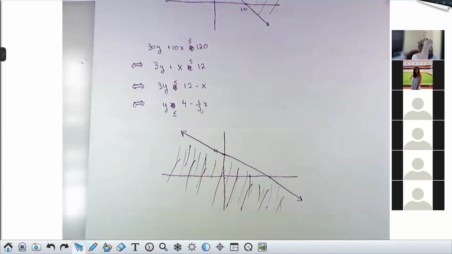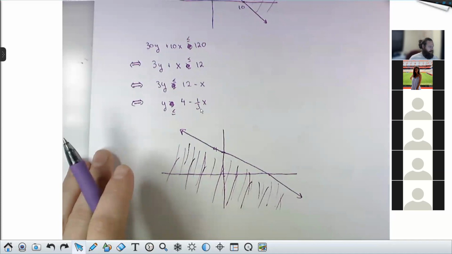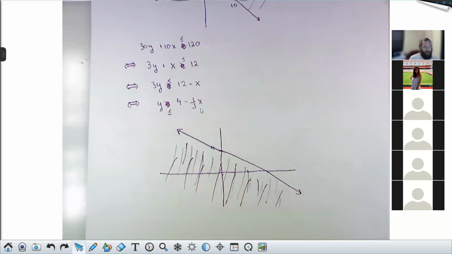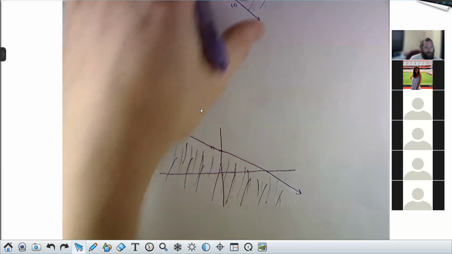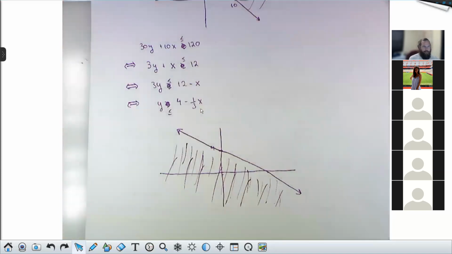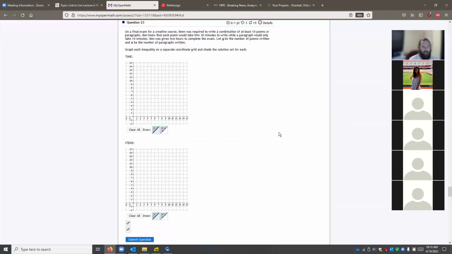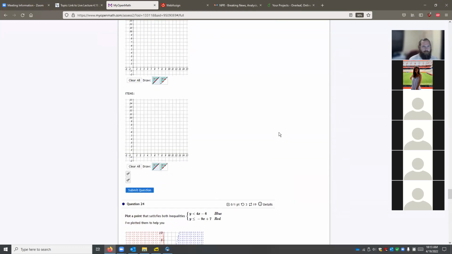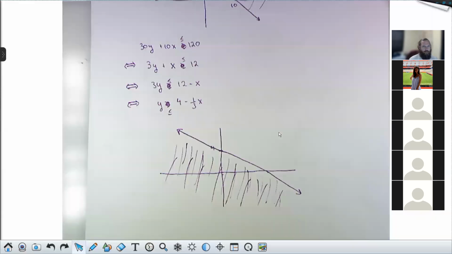And if you wanted to solve the whole system, if you wanted to see the solution to both inequalities at once, you would sketch both of these in the same plane. Did the problem ask us to do that or just separately? Just separately. Okay.